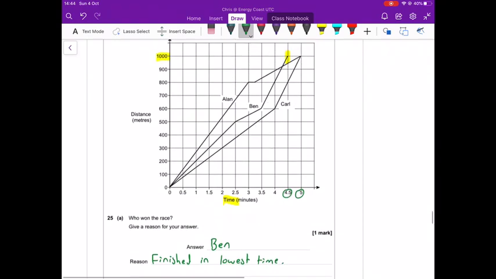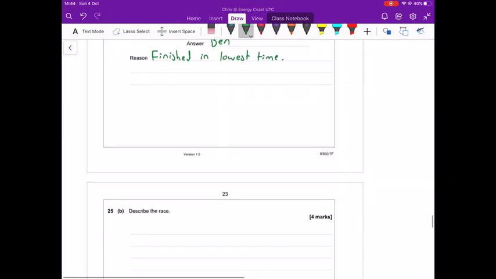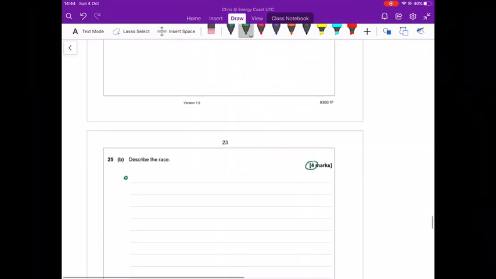Least time, whatever way you want to put it. Okay, finished. Well, I can't really say finished first. Okay, I need something about time. Okay. Part B, describe the race. Really strange question, this. It just wants 4 facts about the race, essentially.